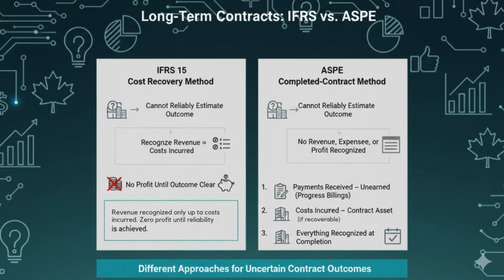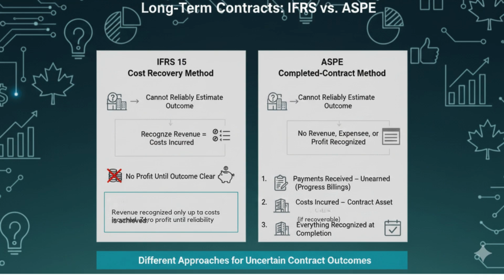Instead of cost recovery, ASPE allows the use of the completed contract method. The completed contract method would only be appropriate when performance consists of the execution of a single act, or when the enterprise cannot reasonably estimate the extent of progress toward completion. This means no revenue, expenses, or profit are recognized until the contract is finished. Payments received from customers before completion are recorded as unearned revenue, often shown as progress billings. Costs incurred are recorded as an asset, contracts in process or contract asset, as long as they're recoverable.